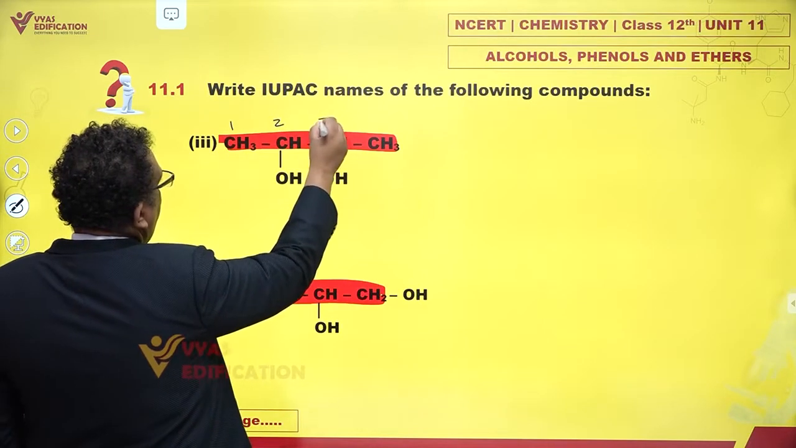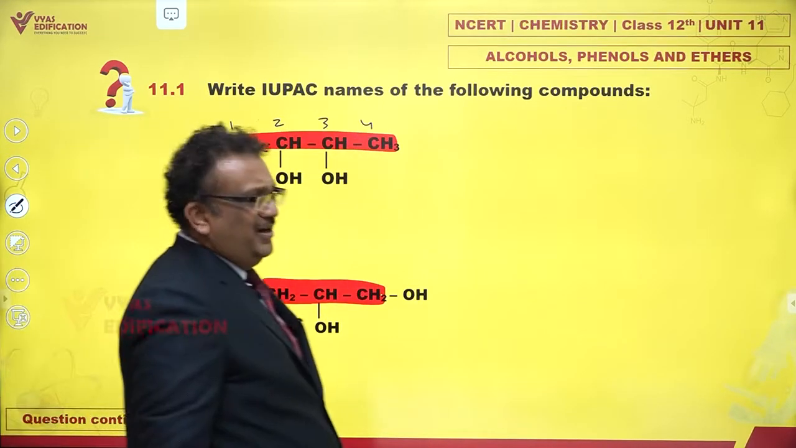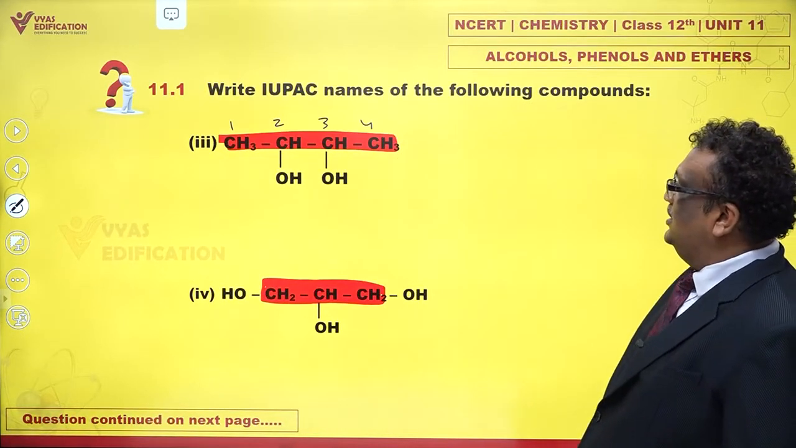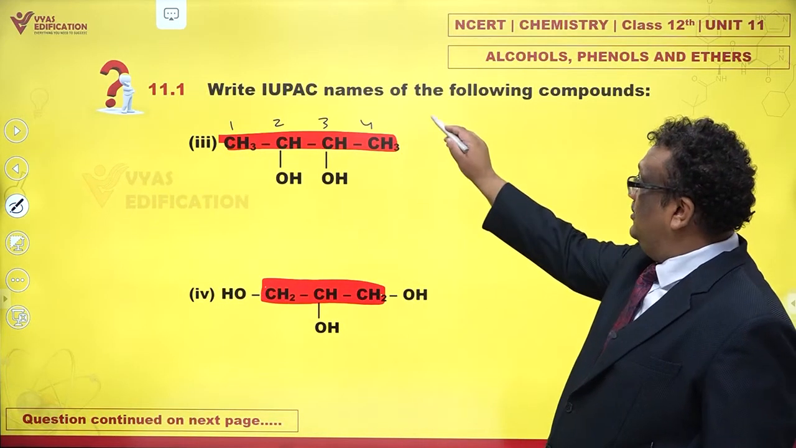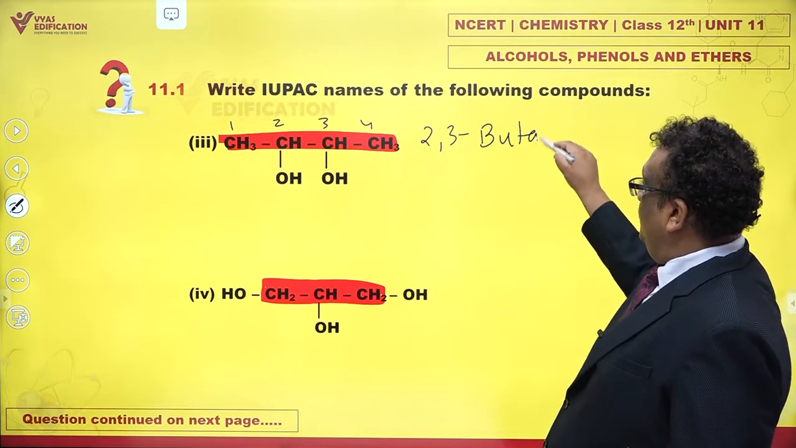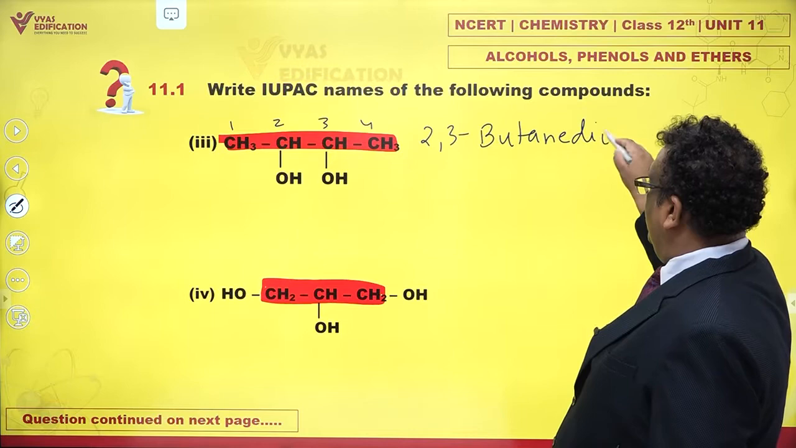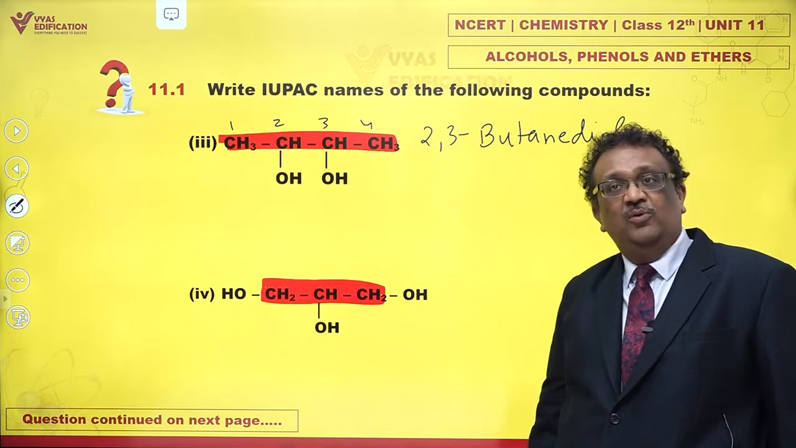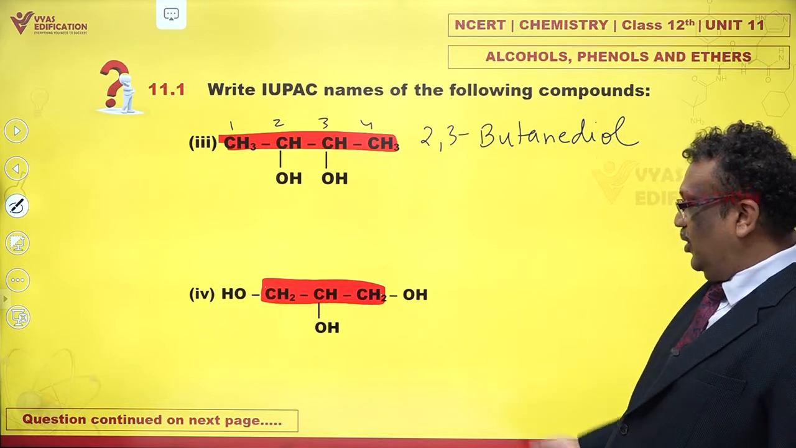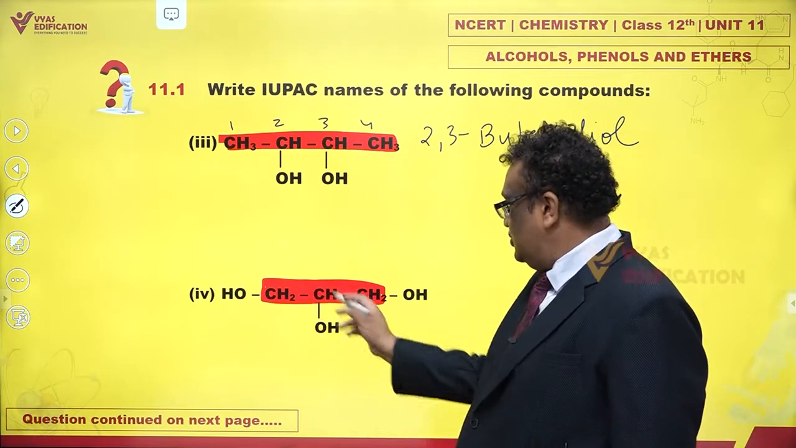1, 2, 3, 4. Name it from any end and it just looks identical. What is this? This is butane-2,3-diol. Wow, this is 2,3-butanediol. That's what we just said. What about this? Well, this looks very symmetric.